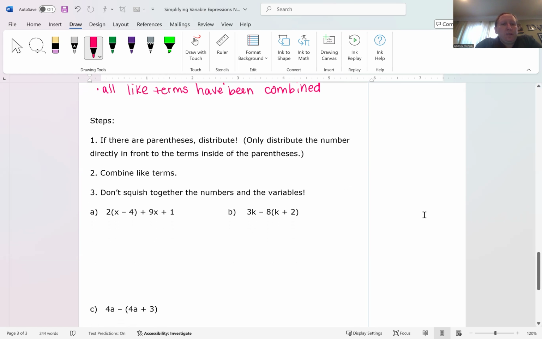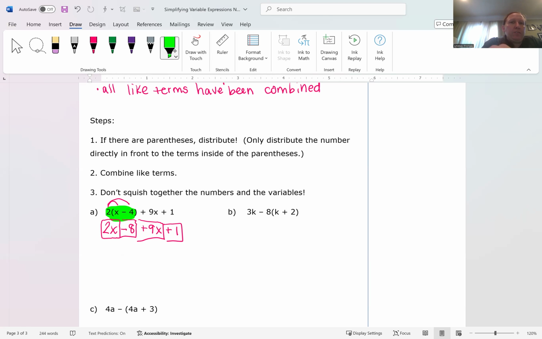Okay, in our first one, we see this parenthesis right here, the 2 and then the x minus 4. So we are going to distribute the 2 to both things inside the parentheses. 2 times x is just 2x, and then 2 times negative 4 is negative 8. And I'm going to bring everything else down that we did not use yet. And now we need to combine like terms. If you are a person that likes to box things up, this is the time. So we have our 2x minus 8 plus 9x plus 1.